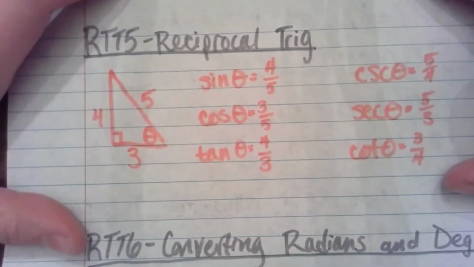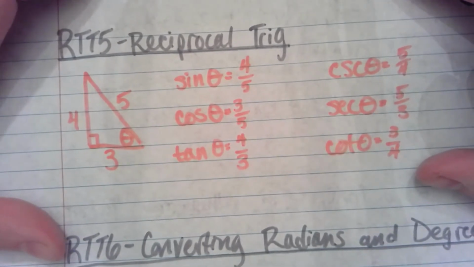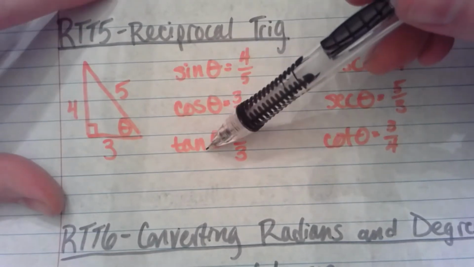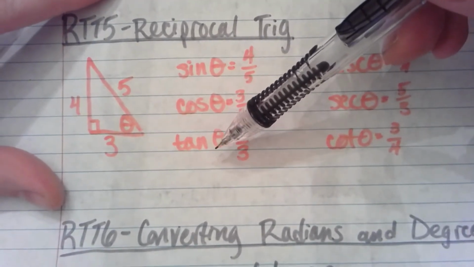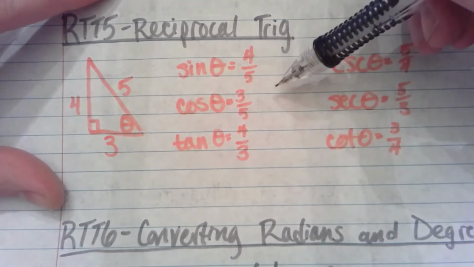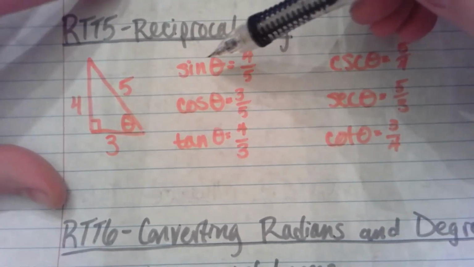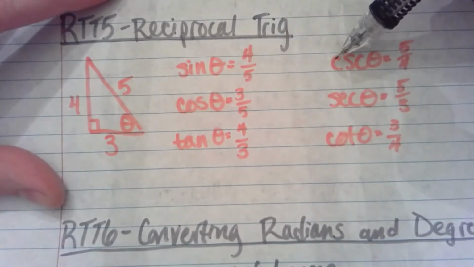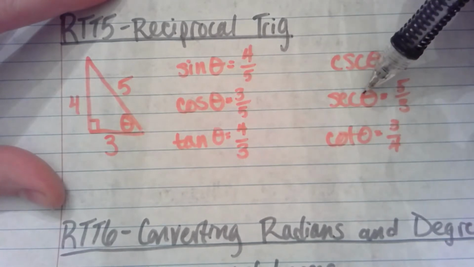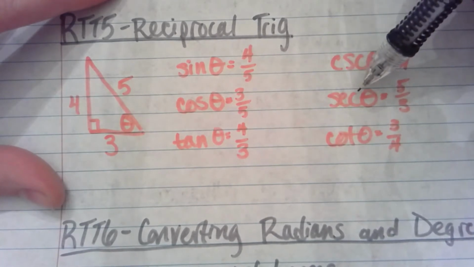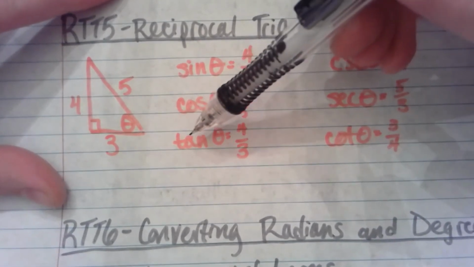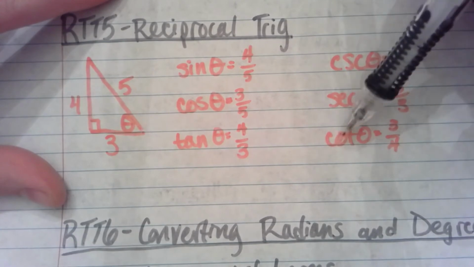Okay. So for reciprocal trig, we know that sine, cosine, and tangent have what we call 3 reciprocal functions. And remember, reciprocal just means like the flip of a fraction. So the reciprocal function for sine is cosecant, or CSC. The reciprocal function for cosine is secant, SEC, okay? And then tangent's reciprocal is cotangent, or COT.